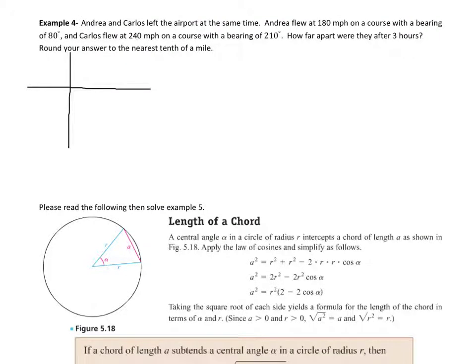So a bearing of 80 degrees is roughly right there, right? Because remember, bearing is measured from due north. And a bearing of 240 is 180 plus 60, so it's over here. You go clockwise? Yes, kind of like that. Wow. Obviously the pilots were a little drunk. Are you driving the plane?